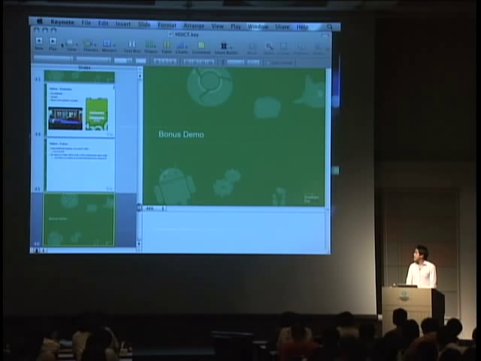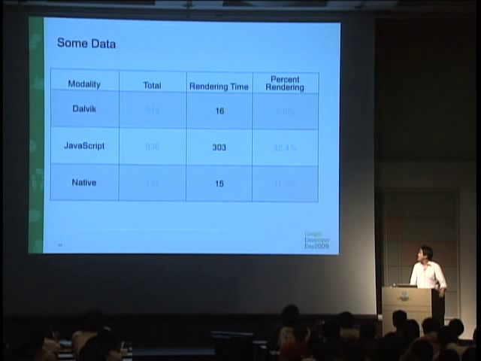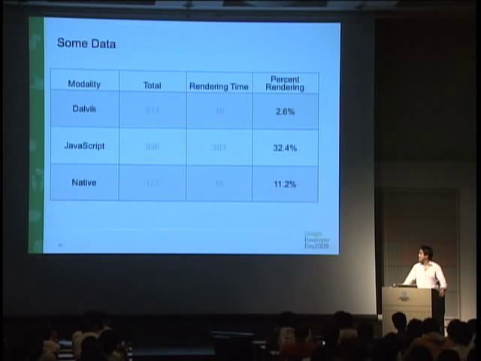So really quickly, because they're telling me I have about 10 minutes left, let's talk about how you choose. Well, here's some data. And one thing I want you to pay attention to is the rendering time. You can see there's a big difference between using JavaScript and Dalvik and native in terms of rendering time for this particular algorithm. You'll also notice that the percent render is significantly different as well. You'll see that in Dalvik, the amount of time spent rendering is small, but the overall runtime is large. And with native code, you see that it's 11%, but the overall time is actually much faster, or several times faster to complete than Dalvik.